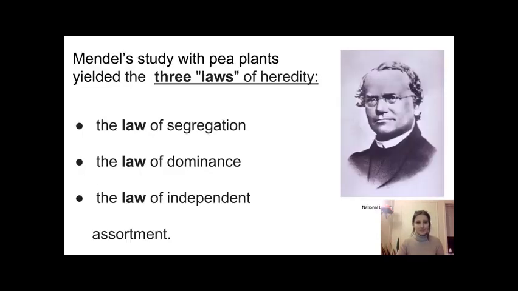So Mendel came up with 3 laws of inheritance or heredity, and they are called the law of segregation, the law of dominance, and the law of independent assortment. So for today, for this lesson, we're just going to focus on the first 2, segregation and dominance, because the law of independent assortment is a little bit more complex, so we'll learn that at a different time.